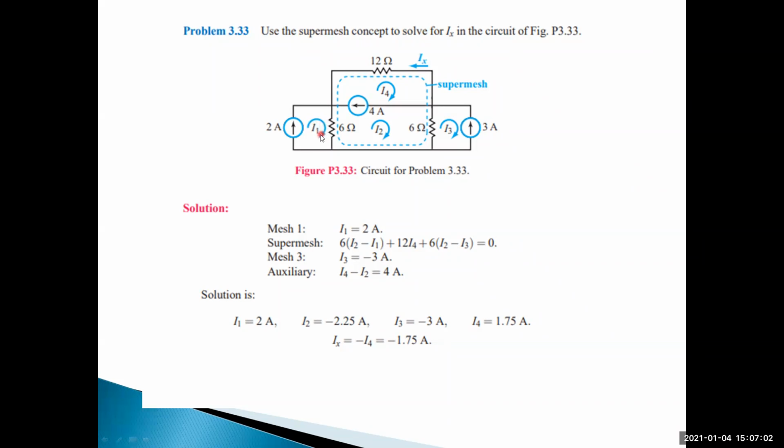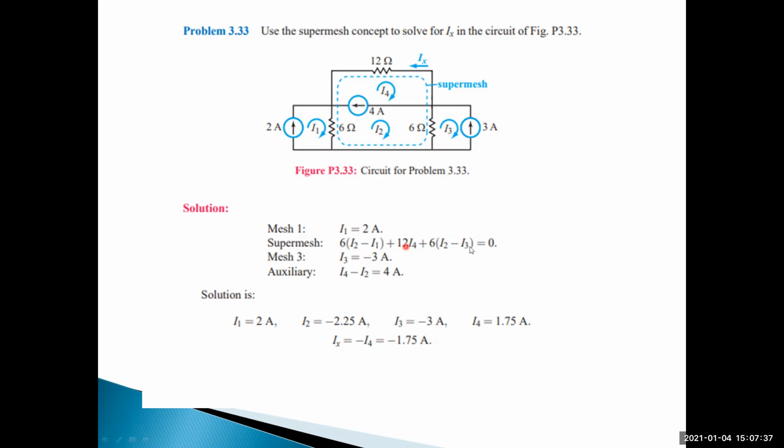This is called one mesh, this is called another mesh, and this is called the super mesh. Here the current direction is the same as the 2 amp current source. The branch current is the same as this loop current, so I1 is equal to 2 amps. This branch current is the same as the loop current but in the opposite direction, that's why I3 is equal to minus 3 amps. And here the I4 direction is the same as the current source direction, but I2 is in the opposite direction, that's why I4 minus I2 is equal to 4 amps.